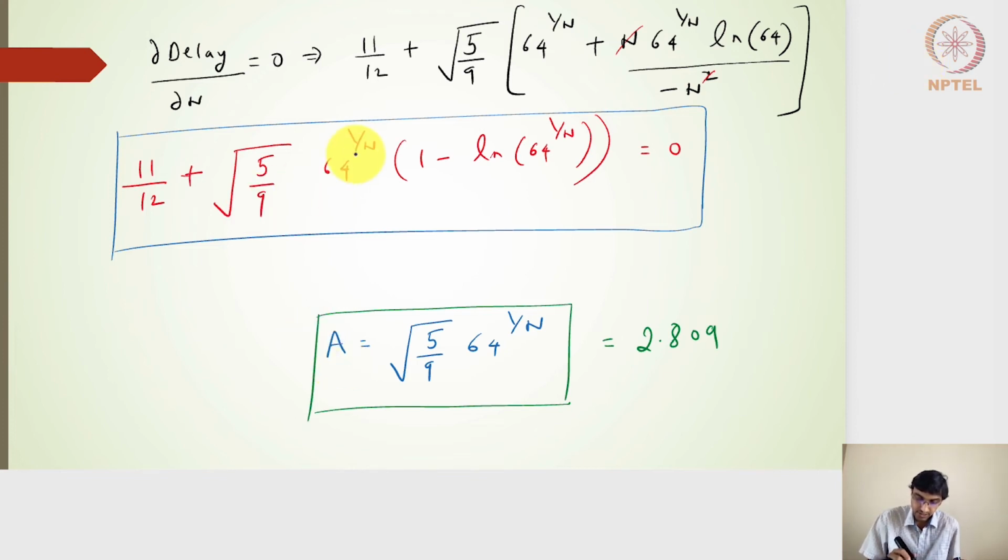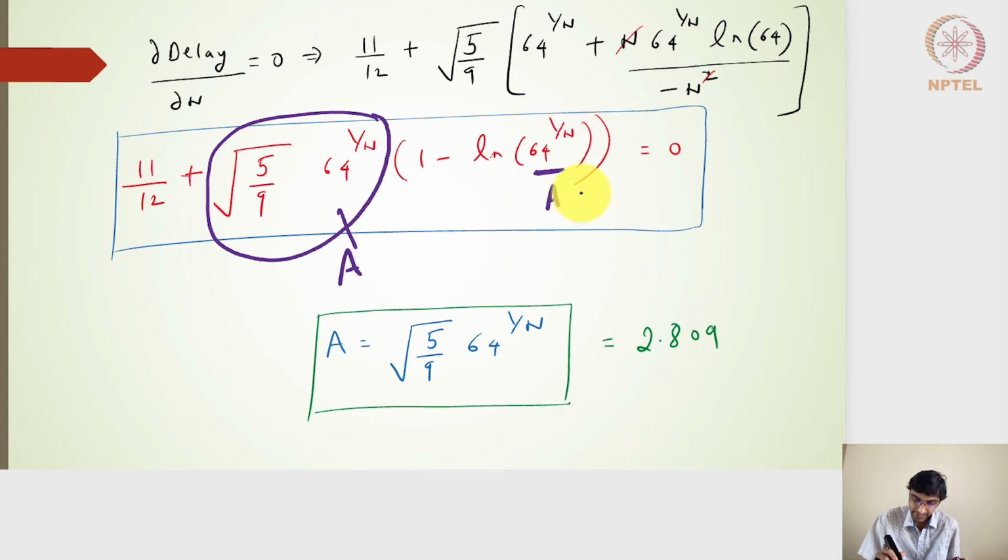And if I consider this particular portion, 5 by 9, 64 raised to 1 by n, if I put it as kind of an a, then I can rearrange this in terms of some function of a. So 64 raised to 1 by n will be nothing but 9 by 5. So this I can write it here, and heuristically I can calculate what should be the a value, or what should be the solution of this particular equation in terms of a. So it turns out to be 2.809. Right.